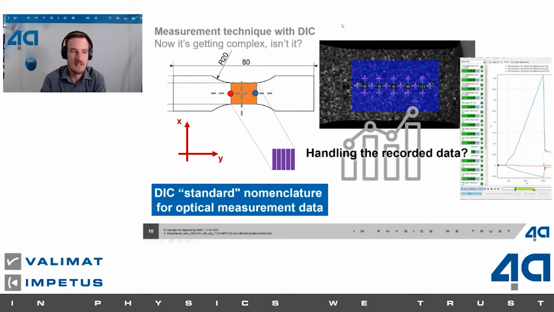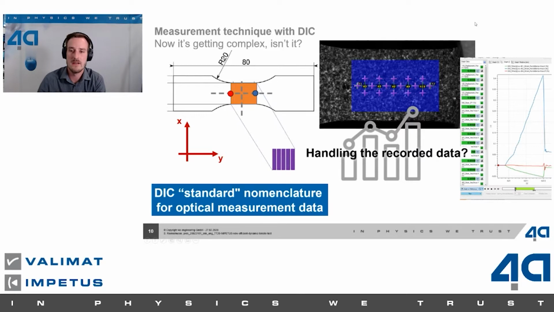And the third thing we should think about is the handling of the recorded data. Because now we can really measure the DIC, the local strain, on our test piece well, and we can handle this data in VALIMAT. We have a so-called 4A standard DIC nomenclature.